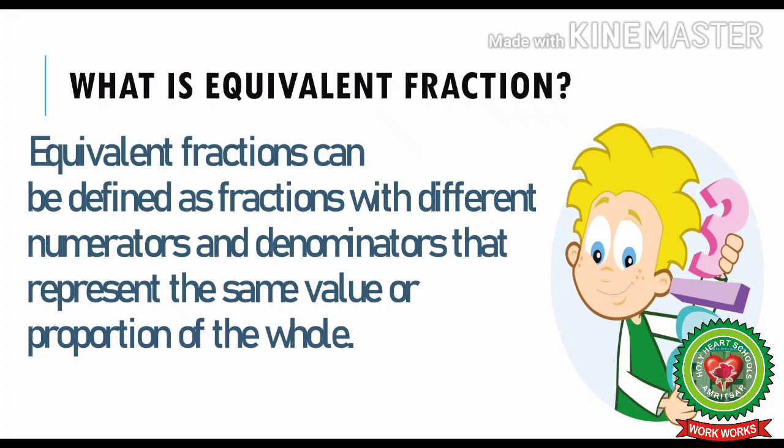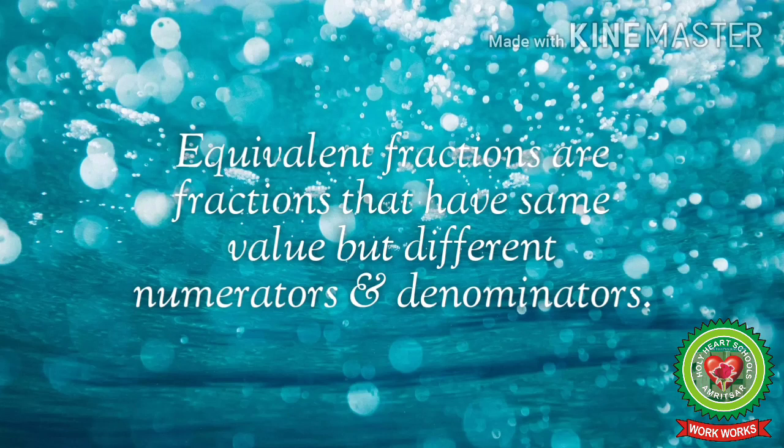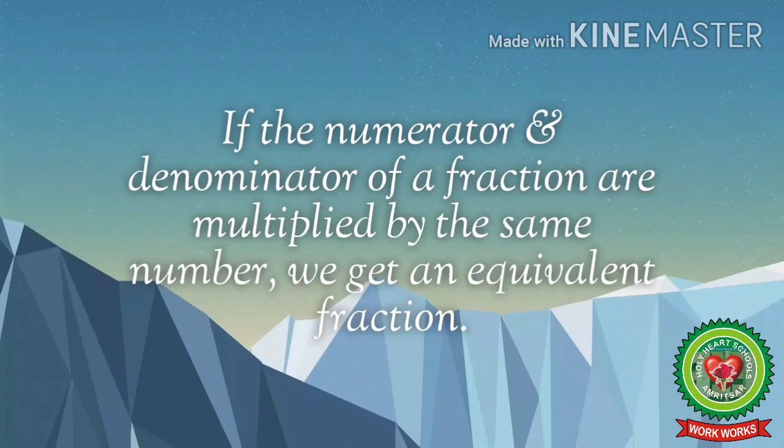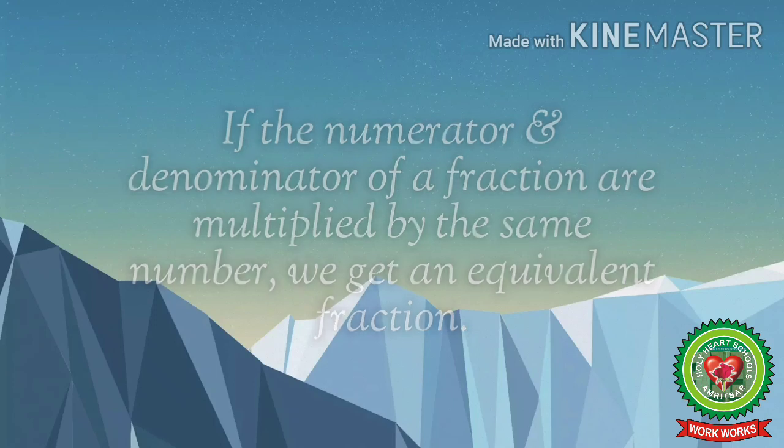What is equivalent fraction? Equivalent fractions can be defined as fractions with different numerators and denominators that represent the same value or proportion of the whole. In other words, equivalent fractions are the fractions that have same value but different numerators and denominators. So, how do we form equivalent fractions? If the numerator and denominator of a fraction are multiplied by the same number, we get an equivalent fraction.